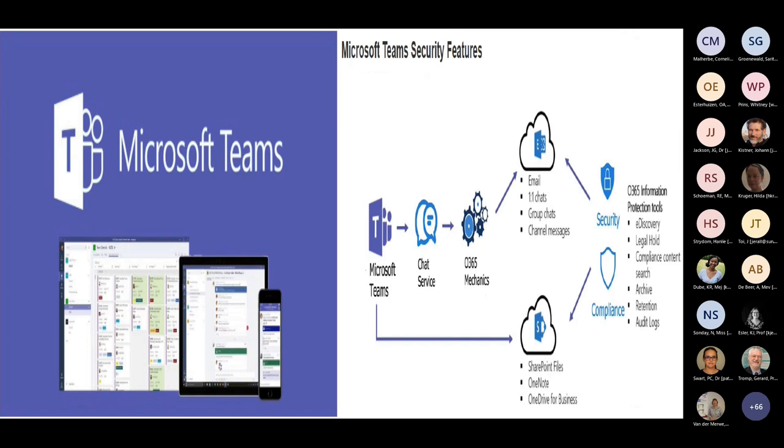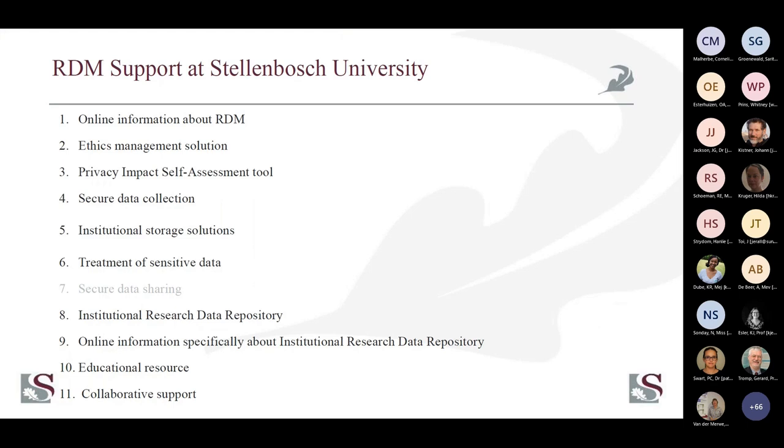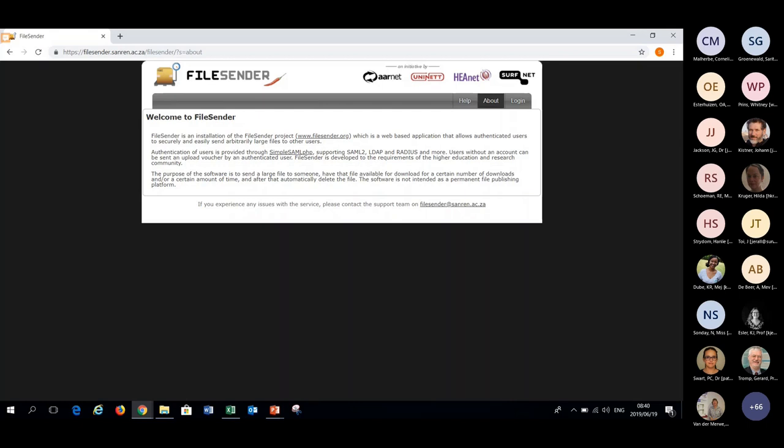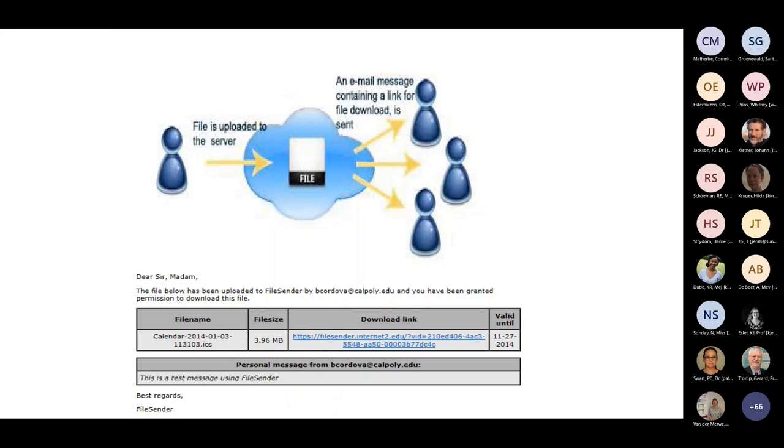Going beyond that, there's the issue of secure data sharing, because sometimes researchers do have to share their research data during the process of their research projects. A tool that is recommended for such purposes is known as FileSender. This is not necessarily managed by the university, but it is approved by the IT division. It allows researchers to share their data securely by sending up to 100 gigabytes of data to several individuals. The recipient receives a link and they can click it in order to download the data.